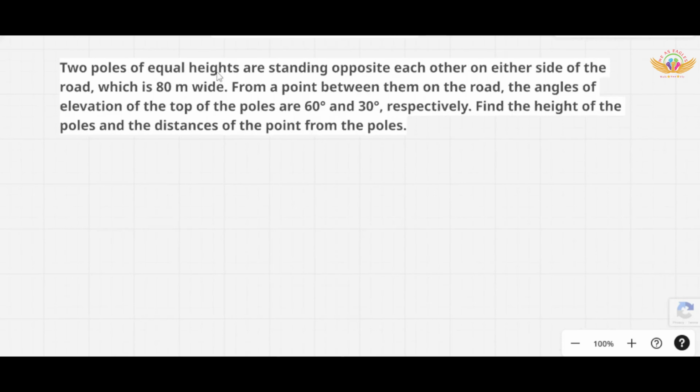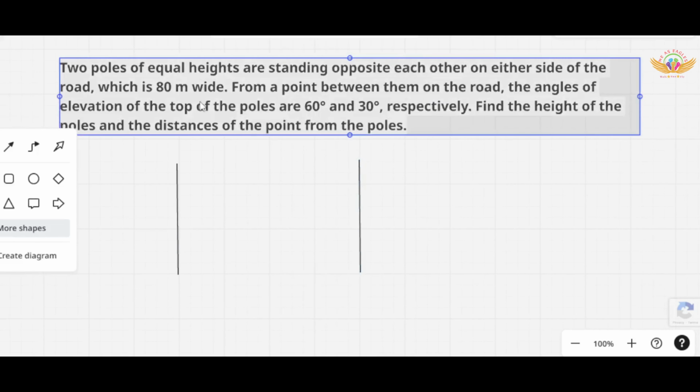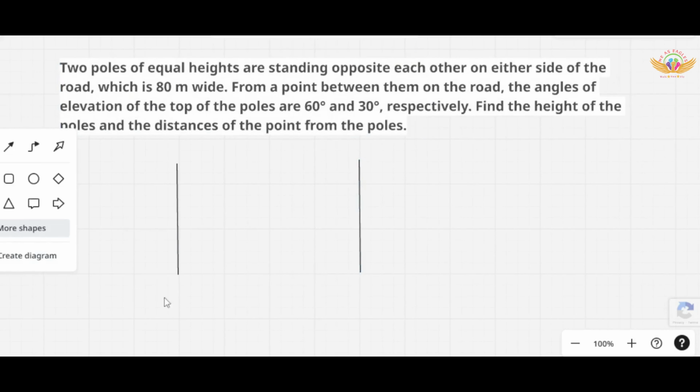Two poles of equal heights are standing opposite each other on either side of the road. There are two poles. First, let us draw the two poles. So there is one pole here. Done. And again, there is another pole somewhere here, and both are of the same height. Done. So yes, opposite to each other, and the road is 80 meters wide. They are telling us the distance between these two poles is 80 meters.